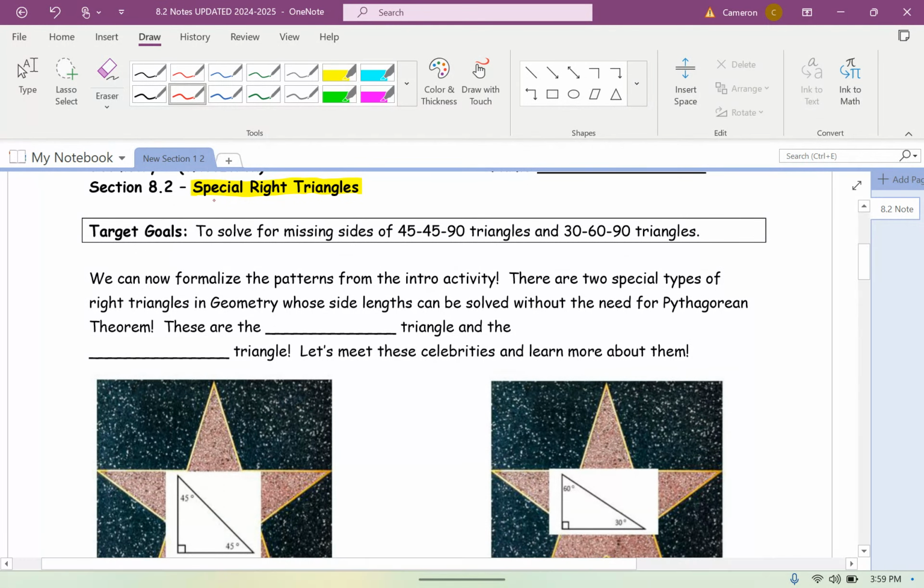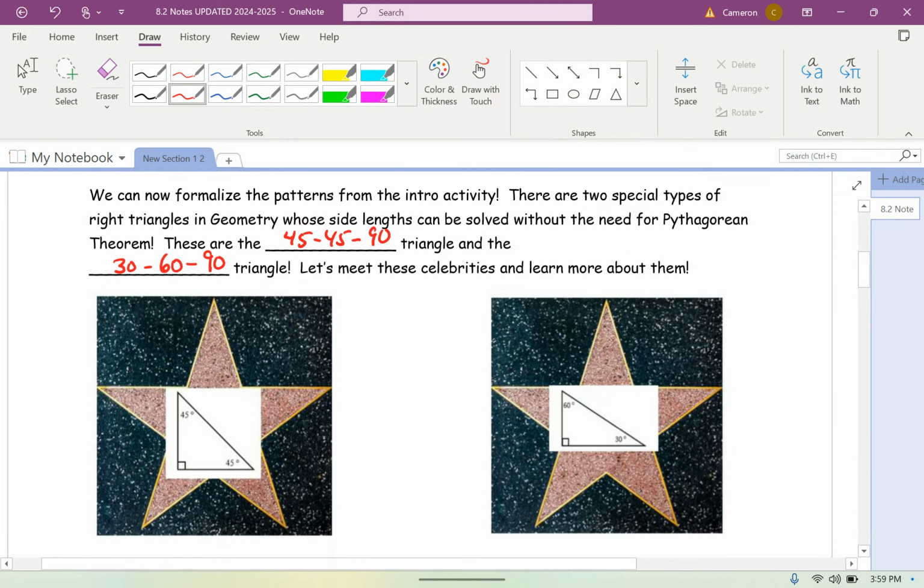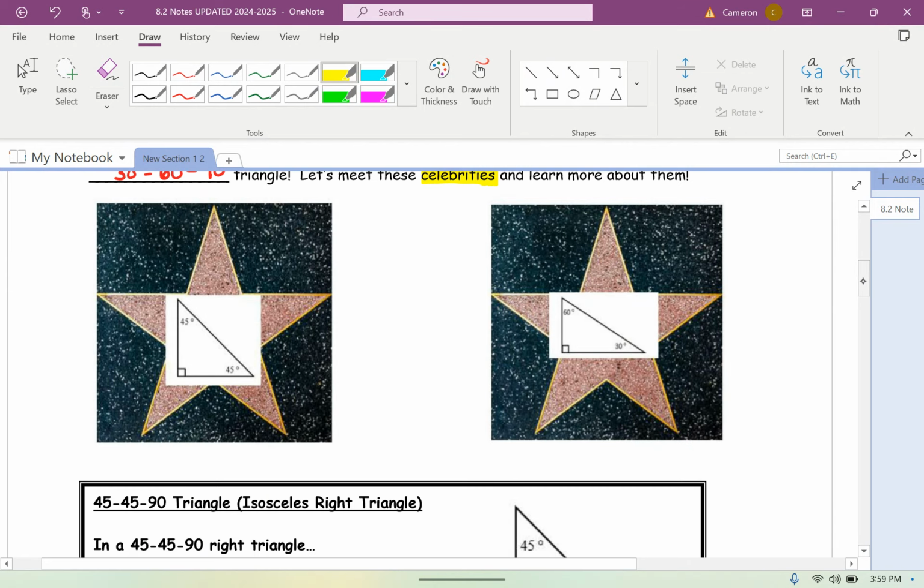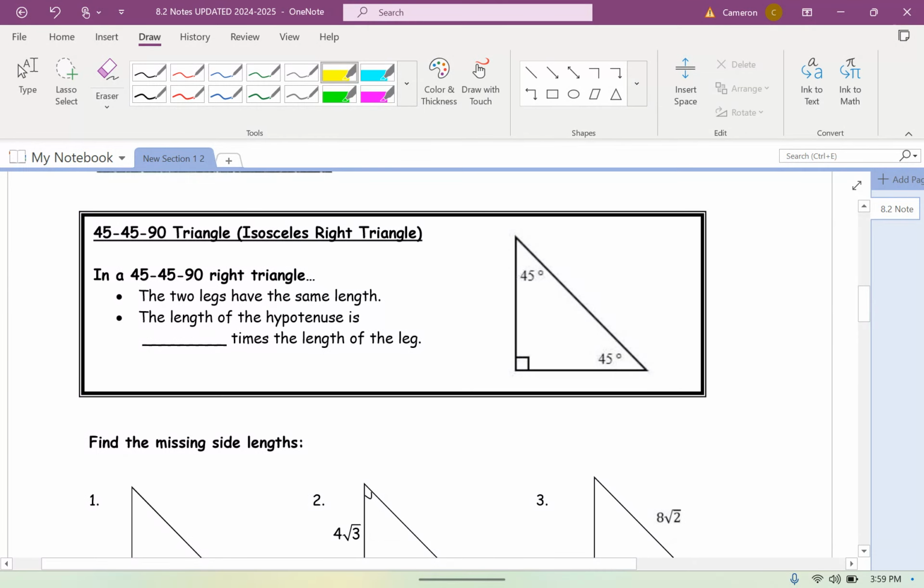So these are called special right triangles. There are two kinds. The 45, 45, 90 is the first one, and the 30, 60, 90 is the second one. That describes the angles in the triangle. The first one is a triangle with two 45-degree angles and a 90-degree angle. The second one is a right triangle that has a 30-degree angle, a 60-degree angle, and obviously a 90-degree angle. Like I said, these are the celebrities. Look at that, they even have their own star in Hollywood. How cool is that?